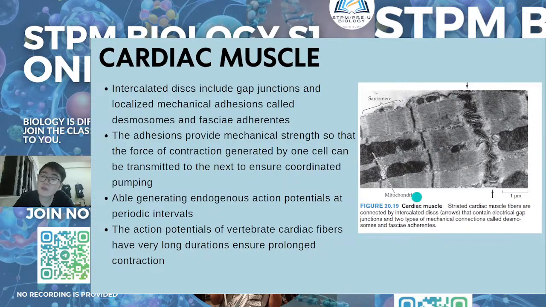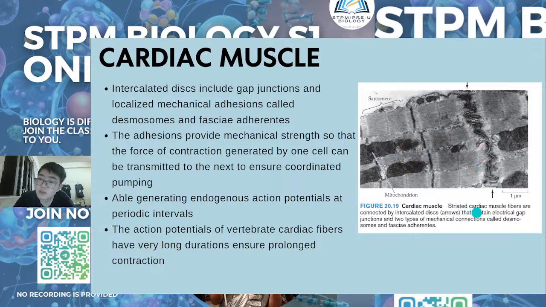Okay, so this one is what you see under the electron microscope. These are more details if you enlarge the cardiac muscle. If you see here, there are sarcomeres, same as the skeletal muscle. So it has the repeating unit of sarcomeres. And then at the end, it can form the branches. And it also contains mitochondria here.